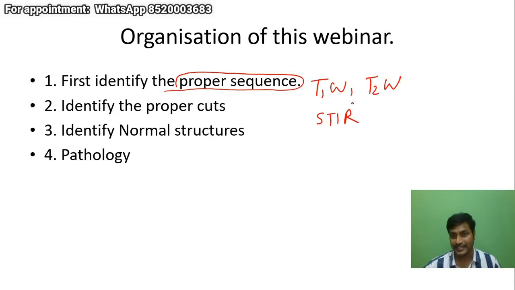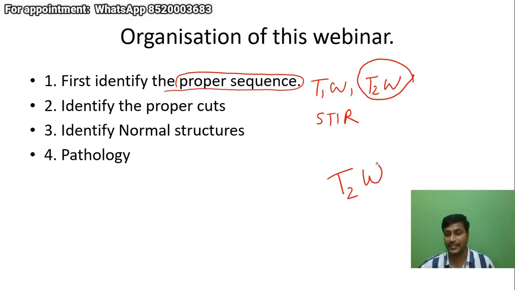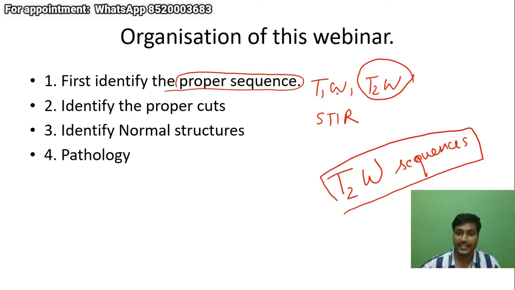Of all the sequences, what is important for us is the T2 weighted sequences. So whenever you are given an MRI of the lumbosacral spine, you will look for T2 weighted sequences. I will be teaching you how to identify the T2 weighted sequences. T1 weighted sequences, STIR sequences, contrast images, fat suppression images, all these are important. But from a practical point of view, T2 weighted sequences will suffice. So the first step is to identify what sequences you are looking for.